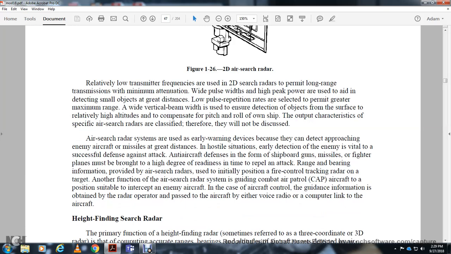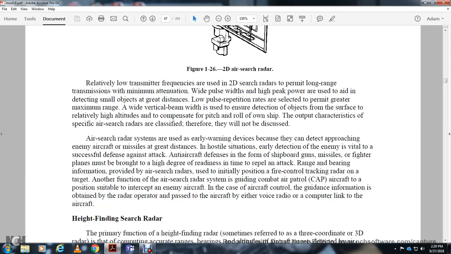discuss them. Air search radar systems are usually used as an early warning device. Together they can detect the approach of the enemy aircraft at a greater distance in a hostile situation. Early detection of the enemy is vital for the successful defense against the attack. For anti-aircraft defense, formerly shipboard guns and missiles fire at the plane with a high degree of readiness at the time of the attack. The range and bearing information provided by the air search radar gives the initial position for the fire control tracking radar on the target.